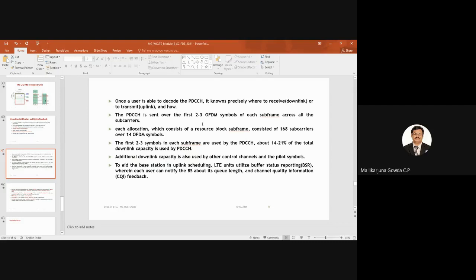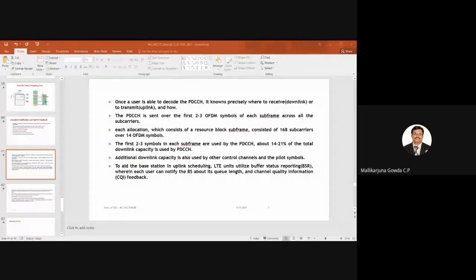Is it possible to say? Any one of you? Yes, my dear students, I am asking, is it possible to say what information the PDCCH will be carrying over the first 2 to 3 OFDM symbols of each subframe? Yes, any one of you? Then I can understand people are active and alert also.